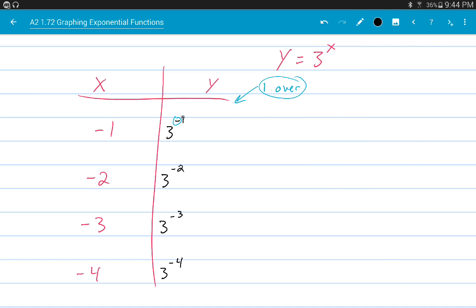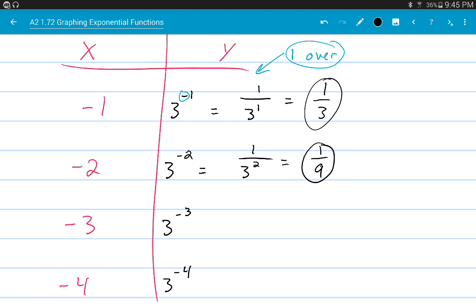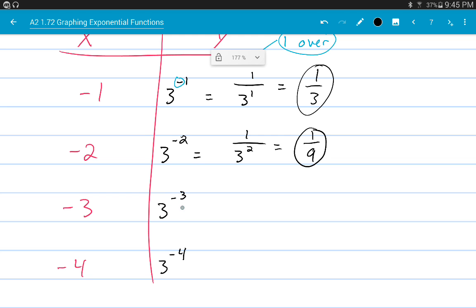So what that means is if I use this, it will turn the 3 to the negative 1 into a 1 over 3 to the 1. 3 to the 1 is just 3, so this is 1/3. The negative, once again, is a 1 over, so this is going to become 1 over 3 to the second, 3 squared. Well, 3 squared is 9, so this is 1 over 9. 3 to the negative third is going to be 1 over 3 to the third, which is 1 over 27.